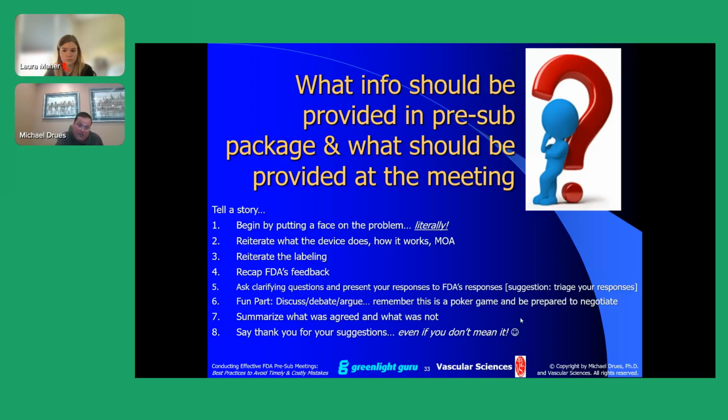As I said before, you want to spend a little bit of time reiterating the device description. You want to spend a little bit of time reiterating the labeling, specifically the high-level labeling, the intended use and the indications for use. You want to recap FDA's feedback. In other words, we asked this question, FDA responded, here's our response.